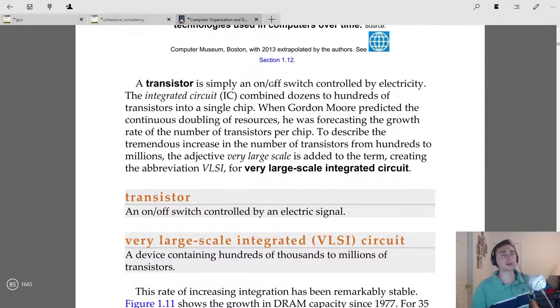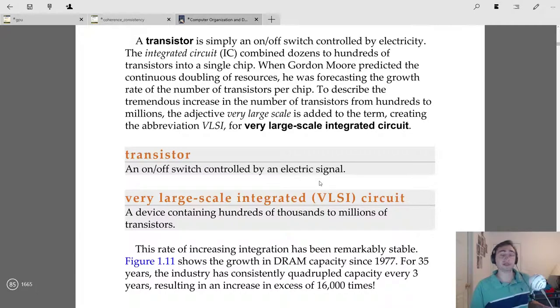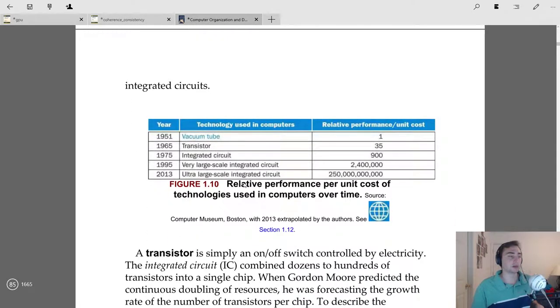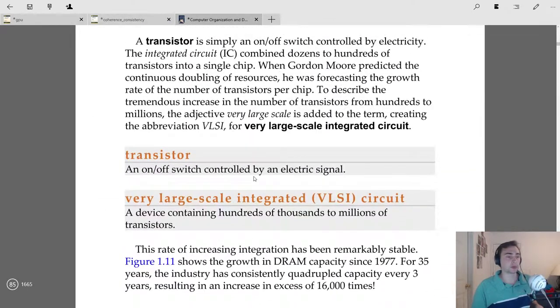When we're talking about a transistor, we're basically just talking about an on-off switch that's controlled by electricity. An IC, or integrated circuit, is when we combine dozens to hundreds of these on a single chip. Then we move on to very large scale integrated circuits, when we start getting to the scale of thousands or millions of transistors on a chip, all the way up to ultra large scale integrated circuits, where we go past millions all the way to billions. If you look at something like a modern GPU, like a V100, it will have about 24 billion transistors on it.